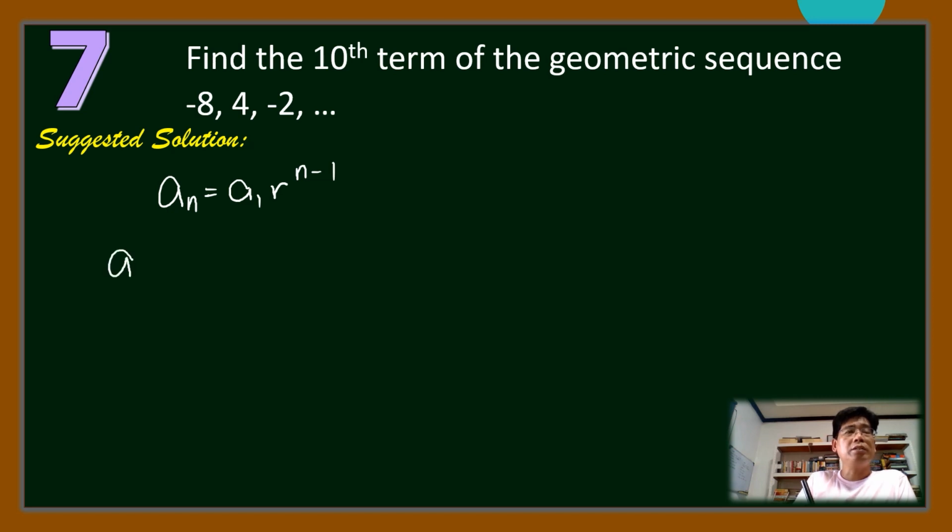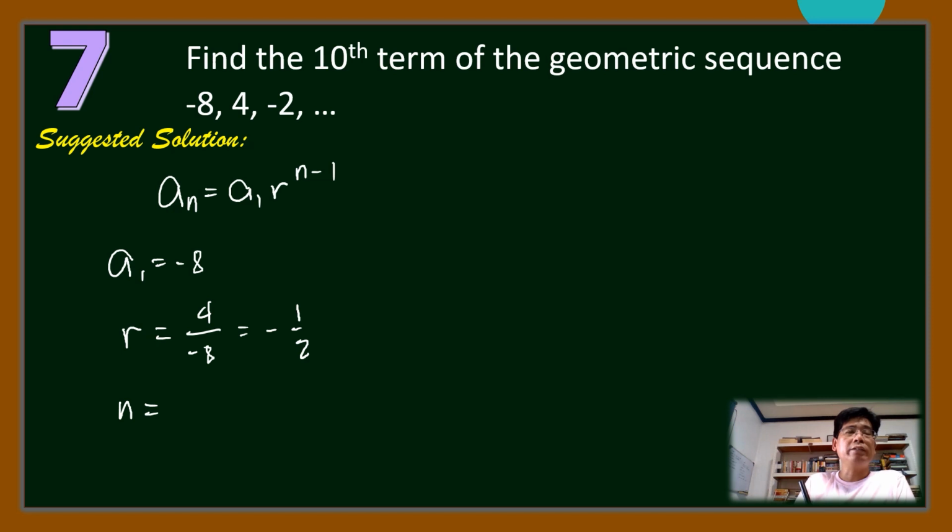We're given a sub 1 is equal to negative 8. Let us solve for the common ratio. r is equal to 4 over negative 8. This is equal to negative 1/2. We can verify by getting the ratio between negative 2 and 4, and that is negative 1/2.